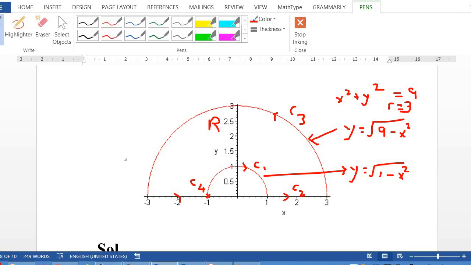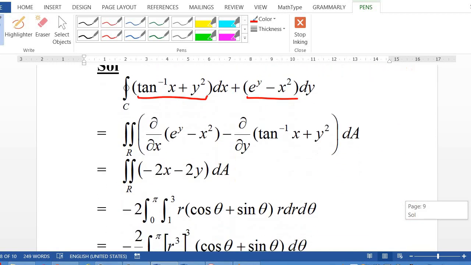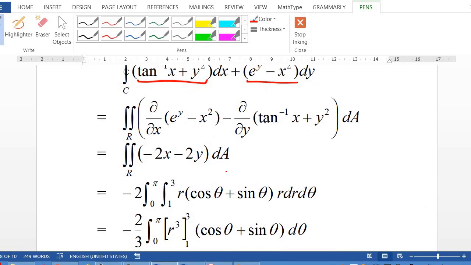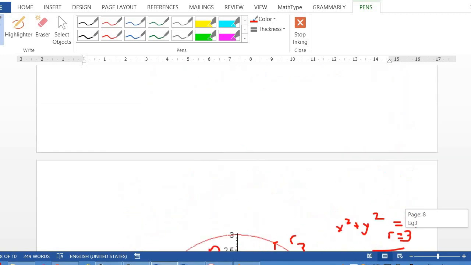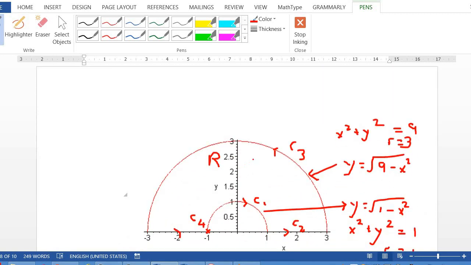For the smaller circle, when you square back the equation, you have x squared plus y squared equal to 1, or r equal to 1. So it's bounded by a circular region. Then we solve it using polar coordinates again. So dA becomes r dr d theta, r from 1 to 3, because the region is here. This is the region, your donut region.